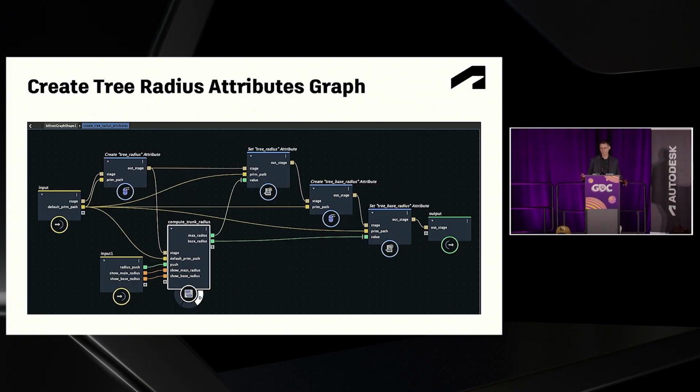So we can analyze with the Bifrost geometry node very easily. We can analyze everything and figure out what is the bounding box of a tree, basically, or what is the width of a tree and the depth of the tree. So we store that in the USD attribute using the set USD attribute node. We do the same for the trunk radius.